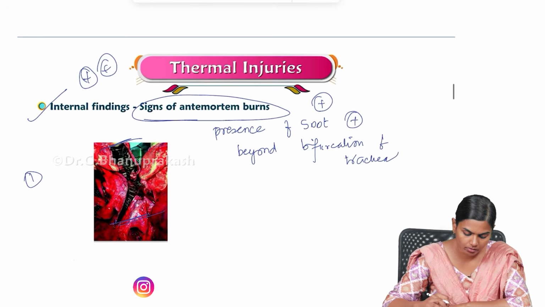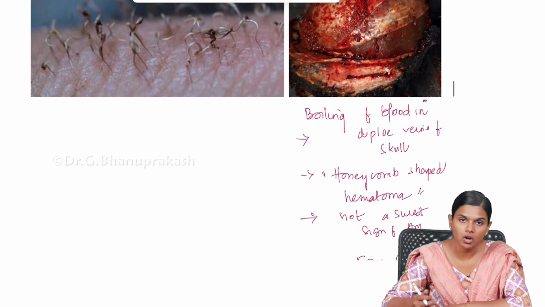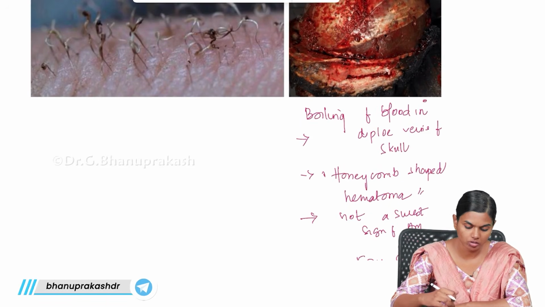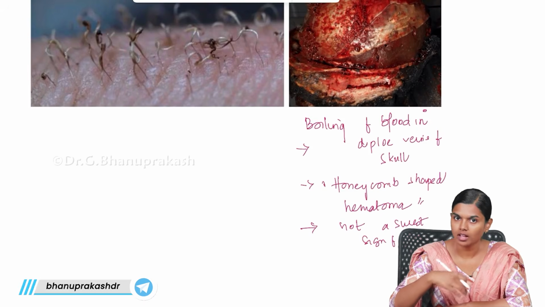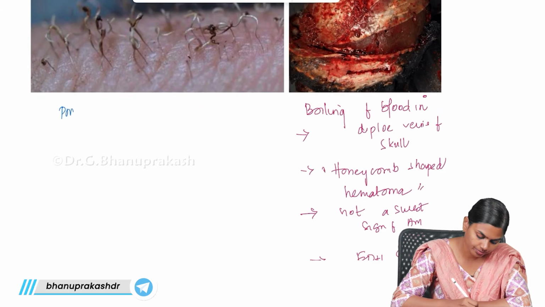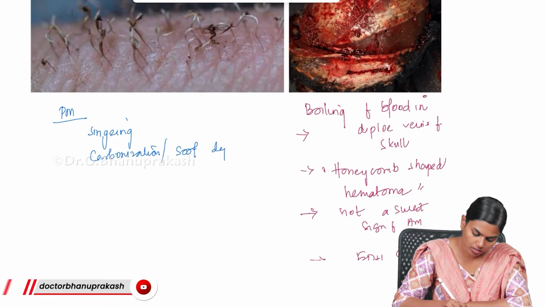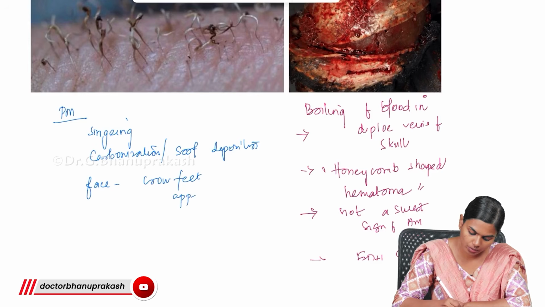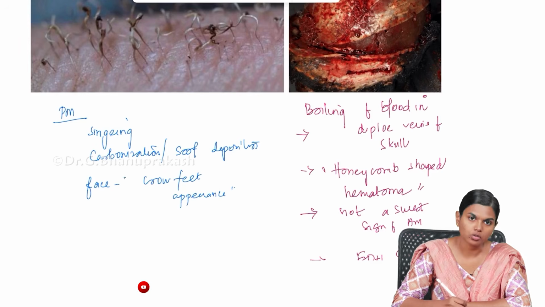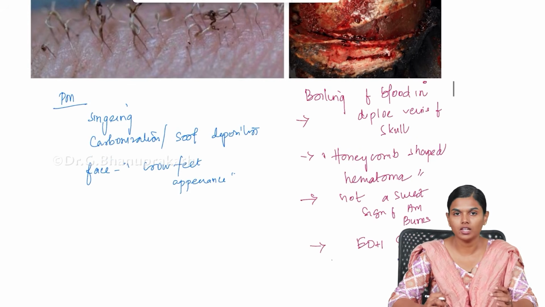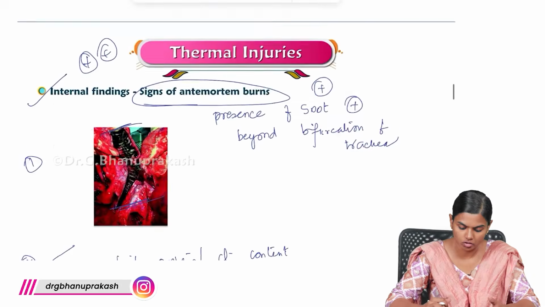And apart from that, if they ask you to write about the postmortem finding usually seen in the burn injury, you can write all the heat artifacts. Apart from that, you can write singeing of hair, carbonization or soot deposition, and in case of face, you will see something known as crow feet appearance due to presence of the soot. So all these things are usually seen in the postmortem finding of burn injury.